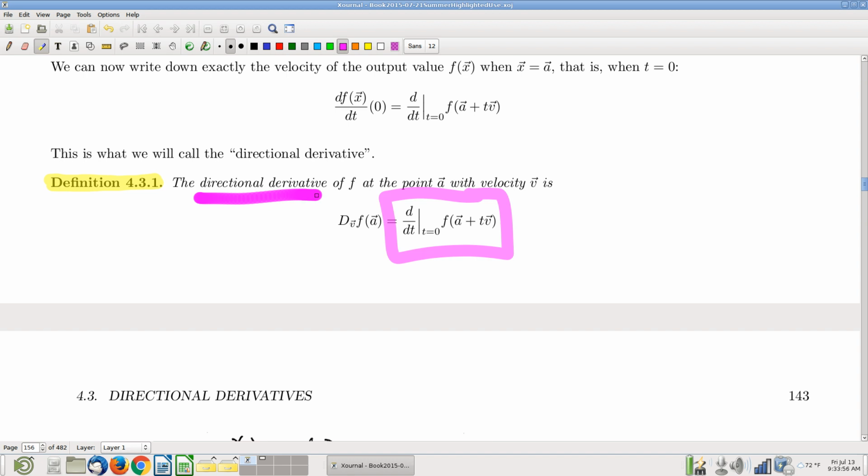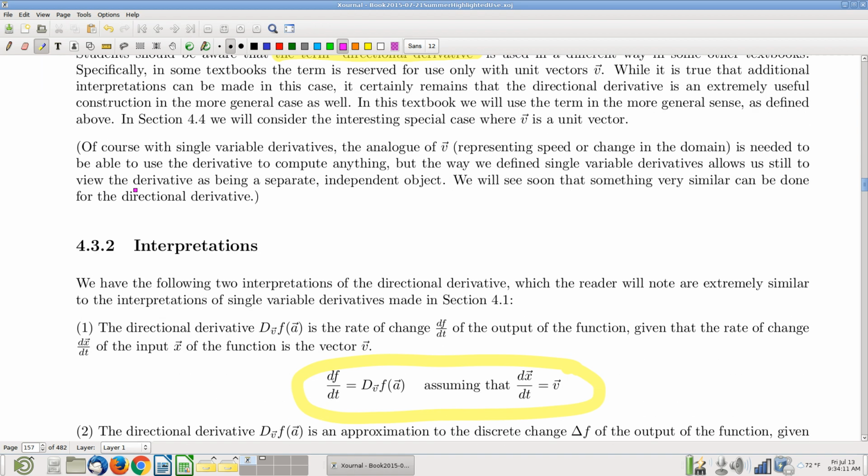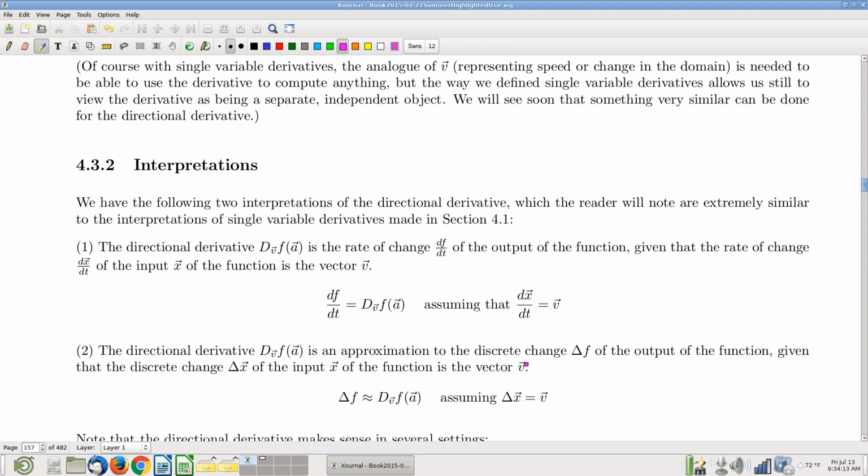This is called the directional derivative. Here's the notation we use. We talked about the notation last time, so I won't go through that again. But directional derivative. Okay, let's move on and talk about some interpretations.